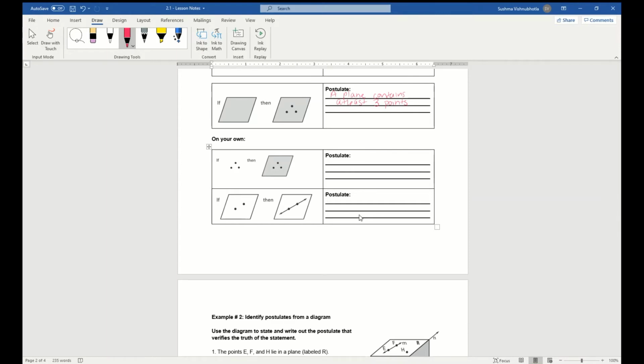Now, this is sort of the inverse of this. So now I'm starting with the 3 points. So this would actually be postulate 8, which says through any 3 non-collinear points, there exists only one plane.